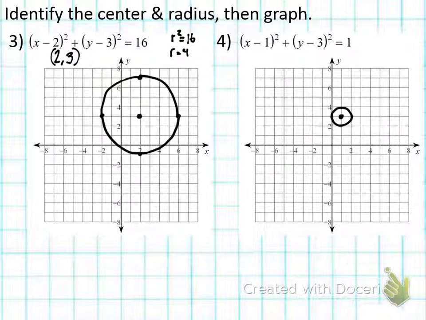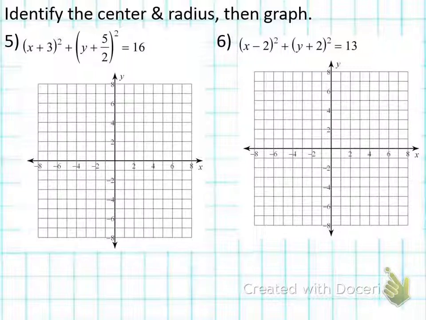Okay, next one, number 5. So number 5, you see a fraction there, right? Don't let the fraction get you down, right? What's our center? Nope. -3 and? Good, -5 halves. Or you could even say -3 and -2.5, right? What's your radius? It's 4, right?